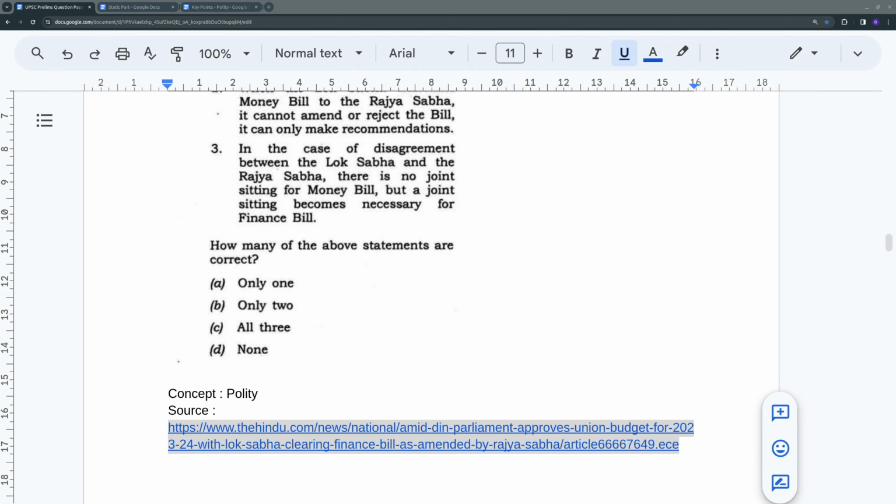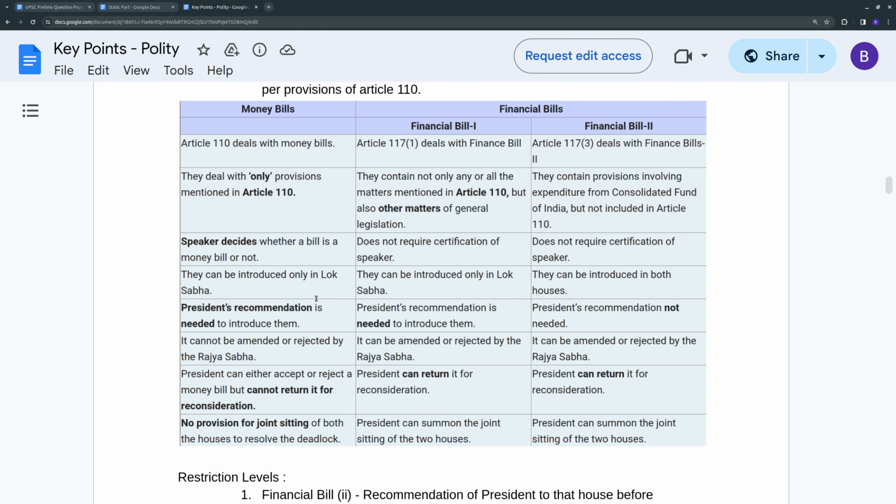Sorry, this is our question, and so I guess you can see the Polity notes. If you see, as far as money bill is concerned, it cannot be amended or rejected by the Rajya Sabha is true. And finance bill is divided into finance bill 1 and 2. And both finance bill 1 and 2 can be amended or rejected by the Rajya Sabha.